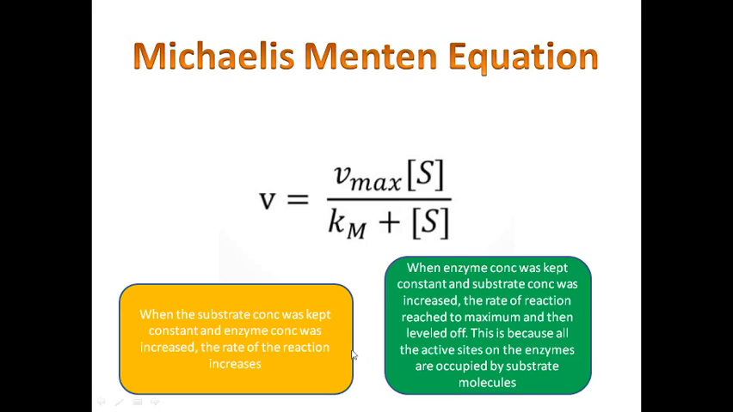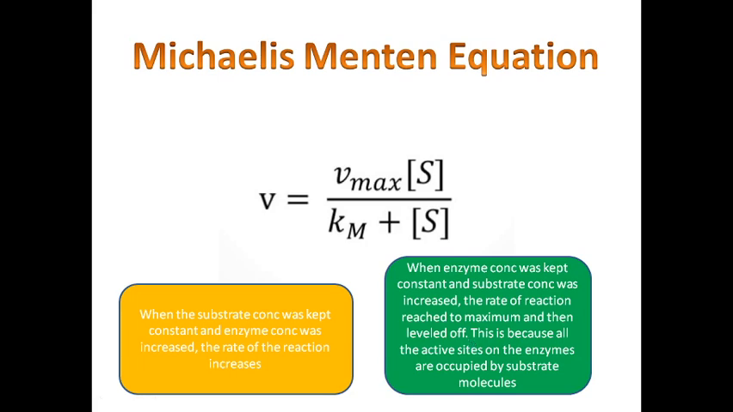Now, the second conclusion from this equation is, when enzyme concentration was constant, if we do vice versa, here we kept the concentration of the enzyme constant, but we increase the concentration of the substrate. What happened? The rate of the reaction reached the maximum, as I just showed you in the hyperbolic graph, the rate of the reaction became maximum and then started leveling off.